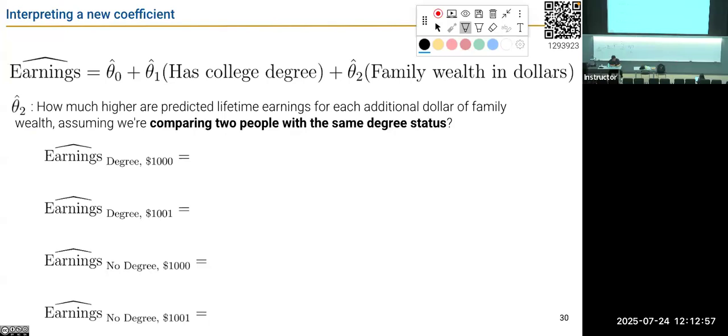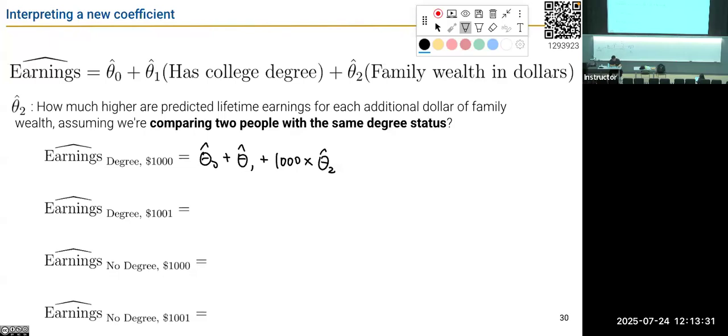The first one we're going to calculate is the earning of someone that has a college degree and they have $1,000 in family wealth. So what is the prediction here? It is theta naught hat. They have a college degree, so they have a theta 1 hat, plus what? 1,000 times theta 2 hat. So that will be the prediction for the earnings for the person with $1,000 in family wealth.